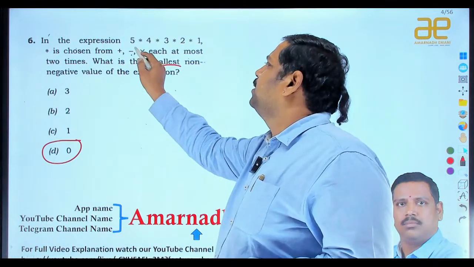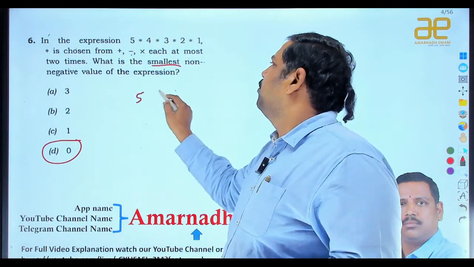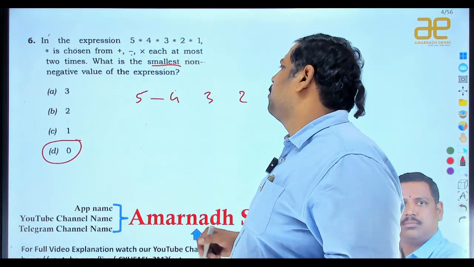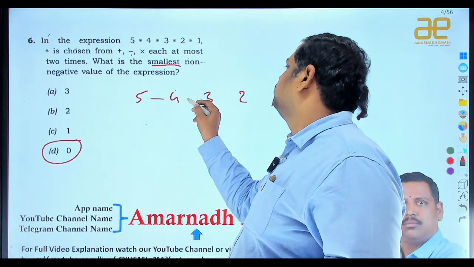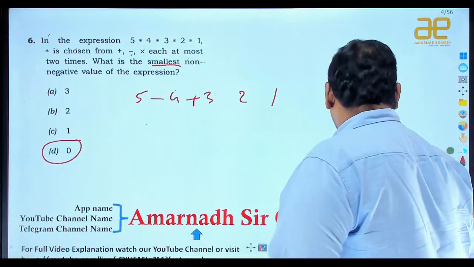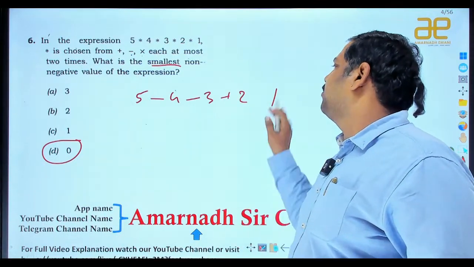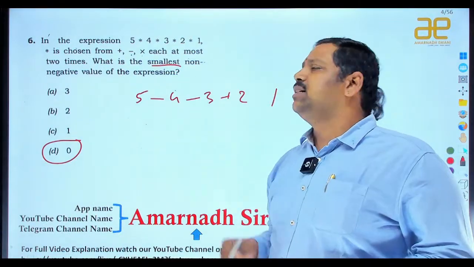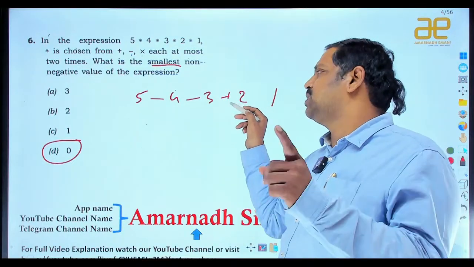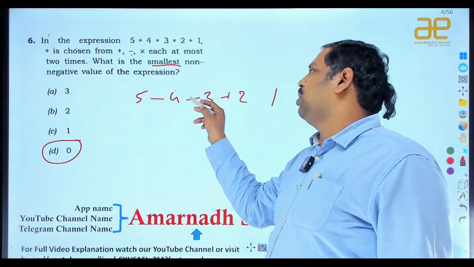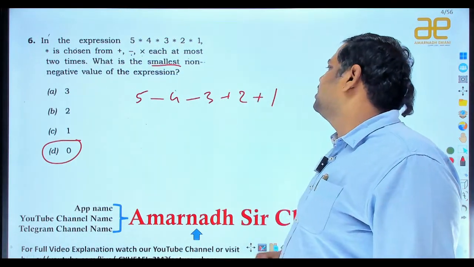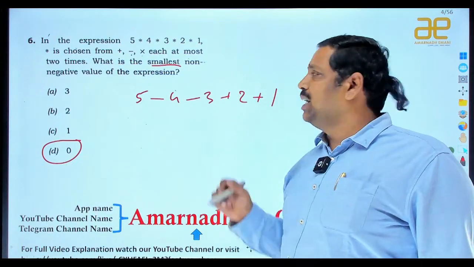Now observe. So 5, 4, 3, 2, 1. Suppose I take 5 minus 4, minus 3, plus 2. Forget about 1. You will get how much? 0. 5 minus 4 is 1. 1 minus 3 is minus 2. Plus 2 is 0. Now non-negative 1 means if I take plus, then it will be 1.